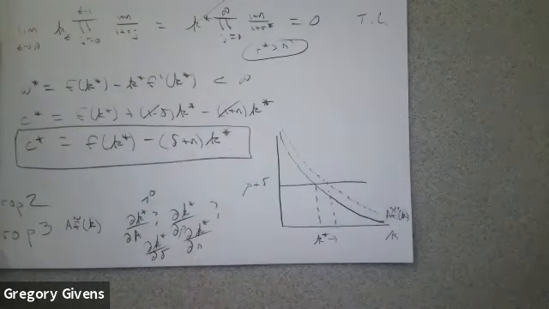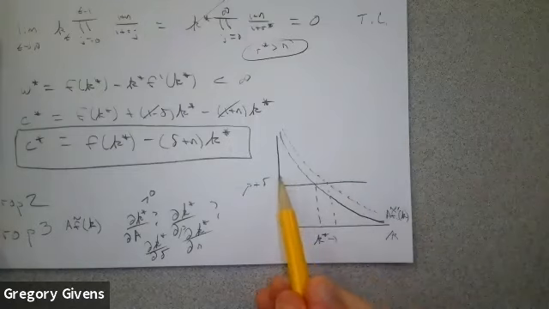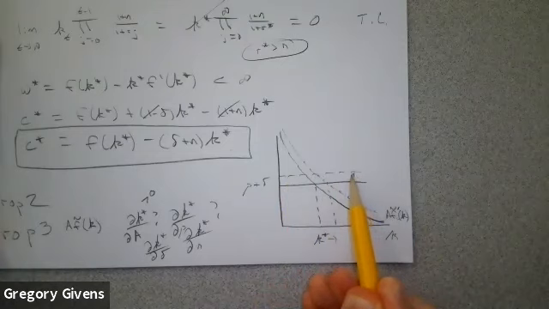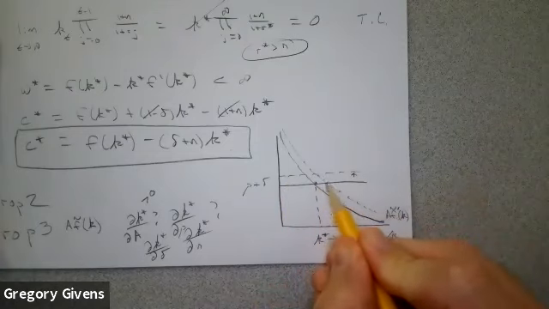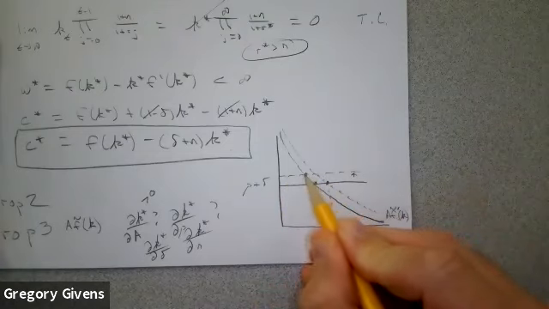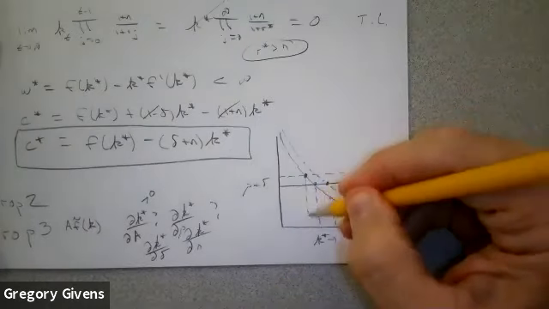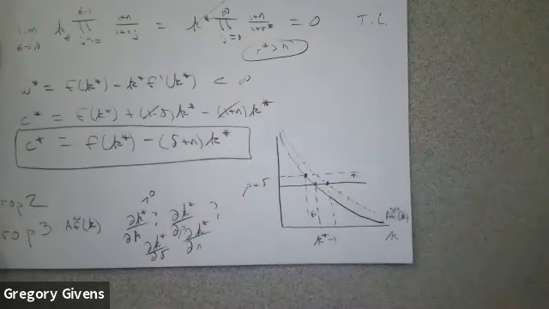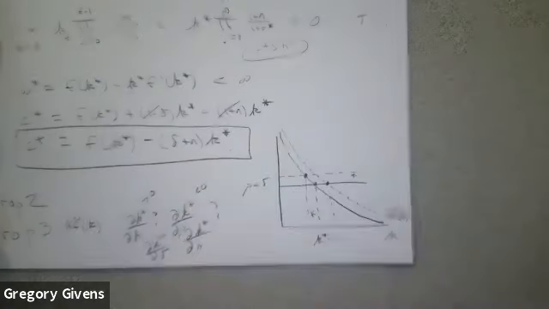What about dk d rho? What if rho gets larger? What happens to the steady state value of capital? It's going to decrease because this line here is going to shift up, causing us to move not from here to here, but from here to here. So dk d rho should be negative.